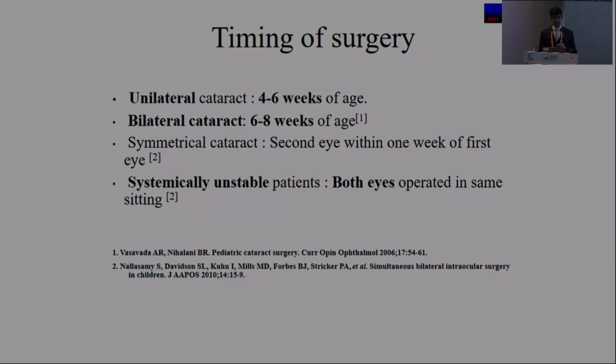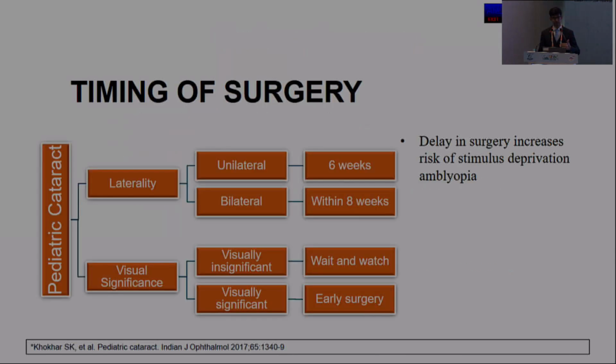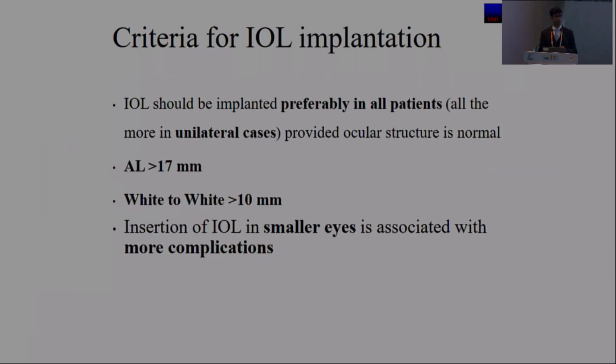Timing of surgery is very important because there is a critical period of neuroplasticity after which amblyopia sets in. Unilateral cataracts should be operated as soon as possible, at 4 to 6 weeks of age. Bilateral cataracts at 6 to 8 weeks. But the problem is not the timing of surgery. The problem actually is the age at presentation, by which the parents take the kids to you. Our cutoff at RP center is axial length more than 17 mm and white to white more than 10 mm. We proceed with the IOL.